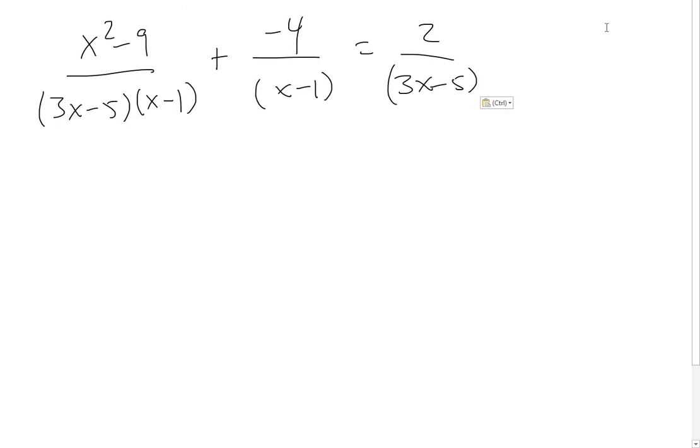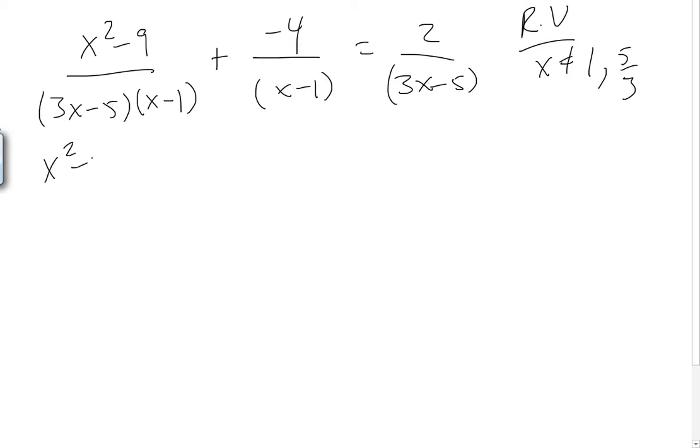So here's the problem, and let me rewrite the restricted values. Now I know that x can't equal 1 and x can't equal 5/3. So when I solve this, I better not get one of those 2 answers, otherwise I got to throw it away. But I got to fraction bust this, so I got to multiply top and bottom by the same thing. I have to multiply by whatever the least common multiple of the denominators is.